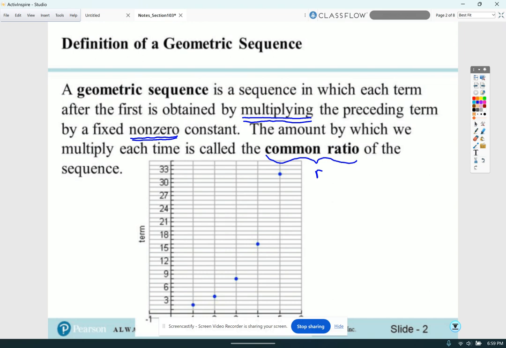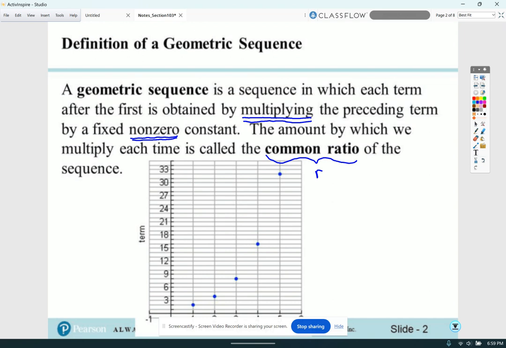Okay, so an arithmetic sequence is where we add or subtract the same thing each time. A geometric sequence is a multiply pattern or divide pattern, but dividing is the same as multiplying by a fraction. And then r is our common ratio, what we're multiplying by.